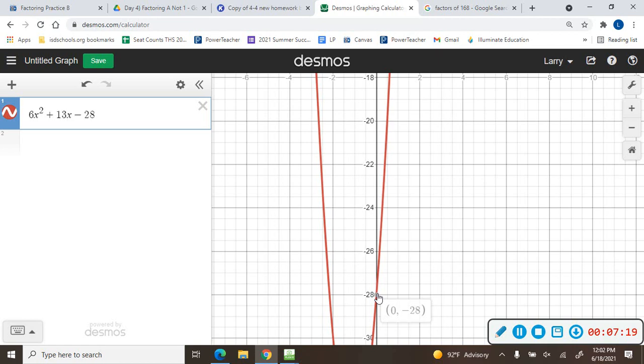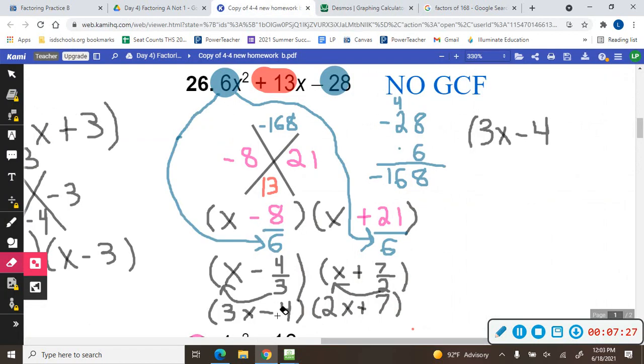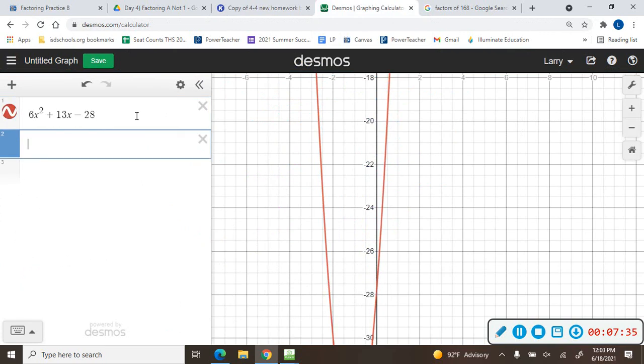Standard form is very useful, but sometimes what's more useful is what we call factored form. Some people call it intercept form, and that's what this form is, 3x minus 4, 2x plus 7. So if I were to type 3x minus 4, 2x plus 7, I should get the same thing. And you can see I do.